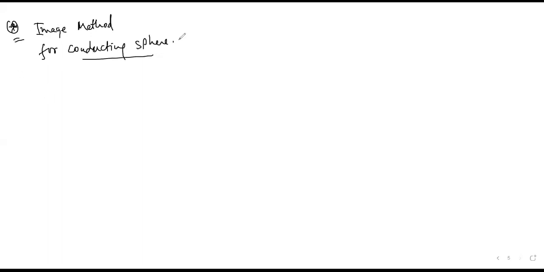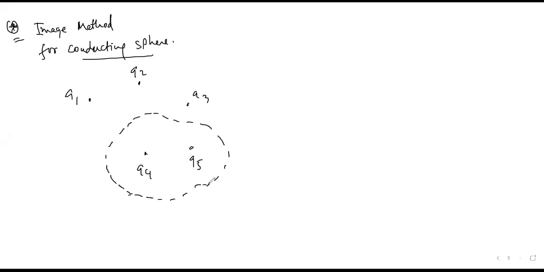ध्यान दो please. So if I, let's say, assume that there are multiple charges in a region: Q1, Q2, Q3, Q4, and Q5. Now, there might be an equipotential surface which might be of this shape. अलग-अलग equipotential surface आएगा due to these 5 charges.